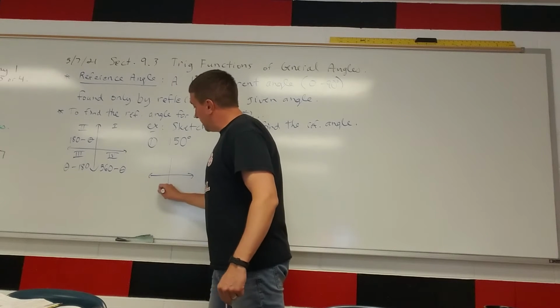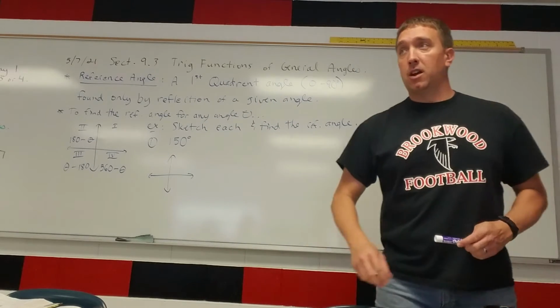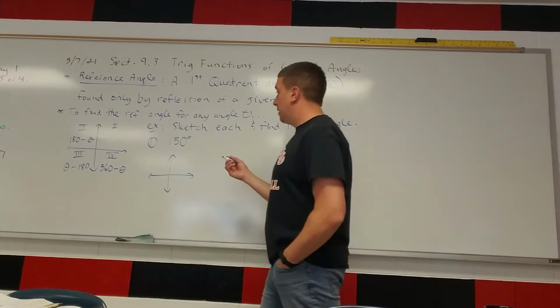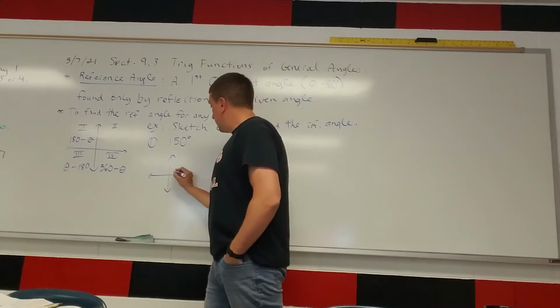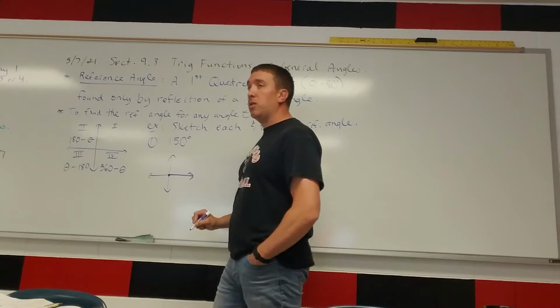Here's an x-axis, here's a y-axis. Nobody should struggle with the drawing or sketching of the angle, right? Where do you put your first ray? It's called your initial ray. Initial means first. Positive x-axis. First ray goes right there, right?